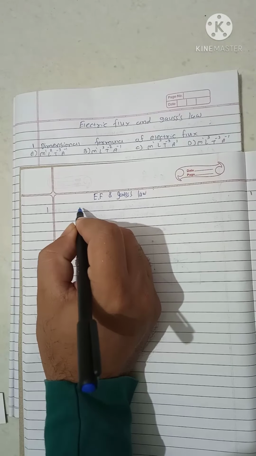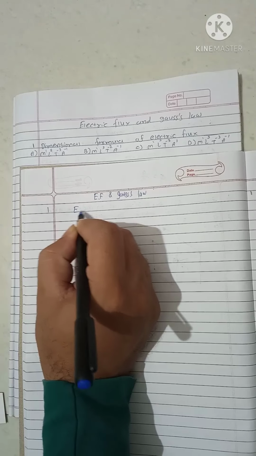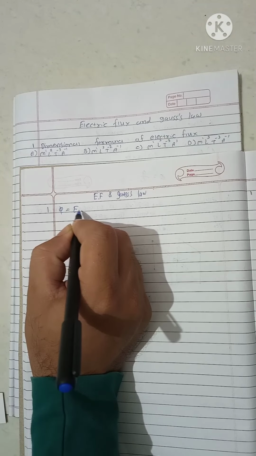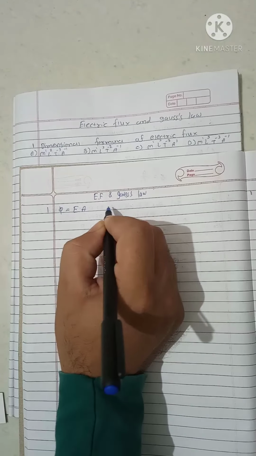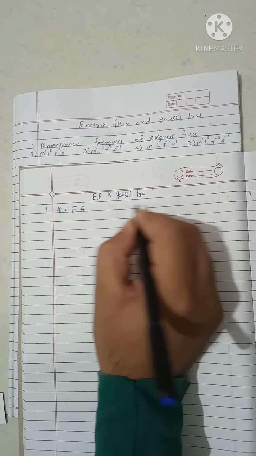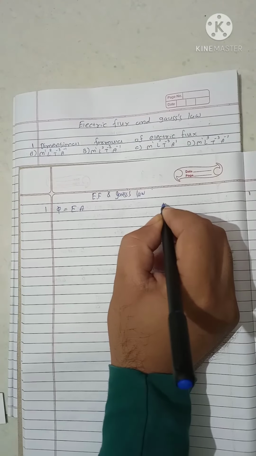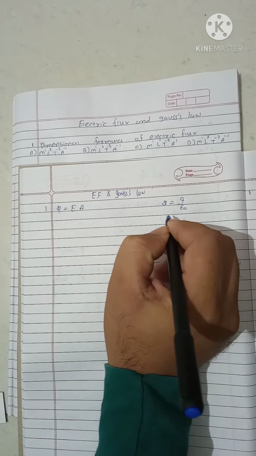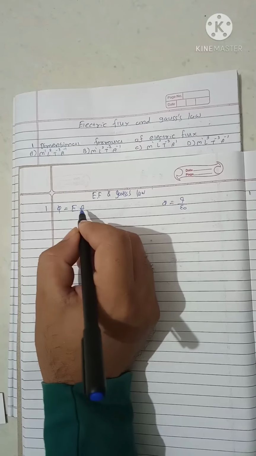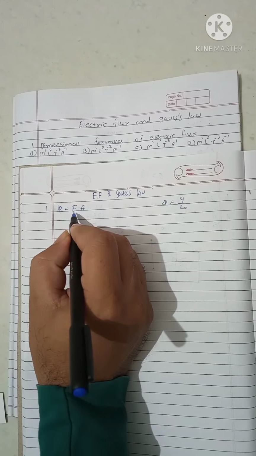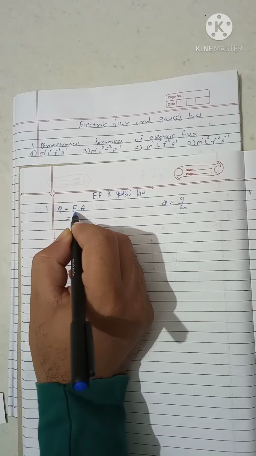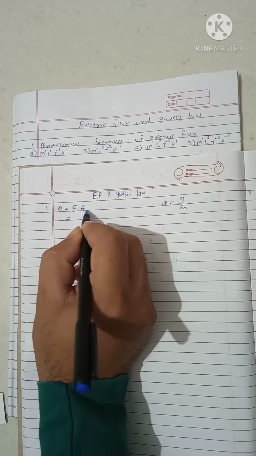Okay, first of all we have to write the formula for electric flux. Electric flux is denoted by phi and the formula is phi equal to E dot A. Another formula for electric flux, regarding Gauss law, is phi equal to q by epsilon 0. But from both formulas, to find the dimensional formula, E dot A is easy for us, because we know the dimensional formula for electric field and area.